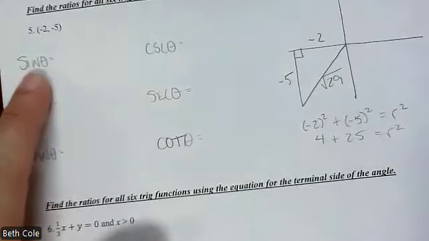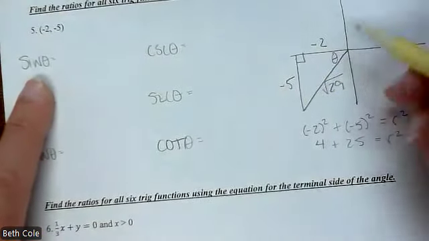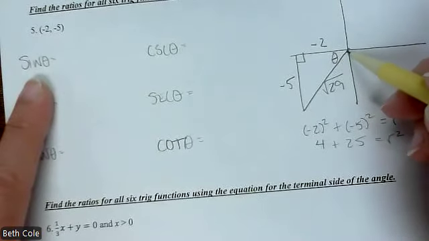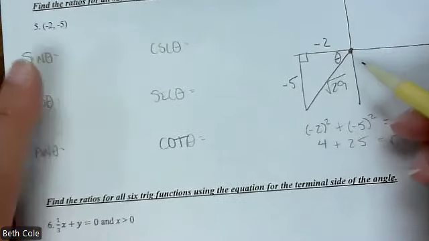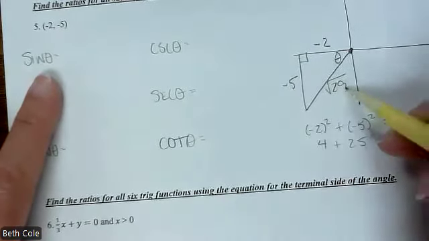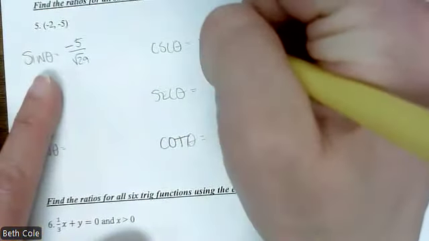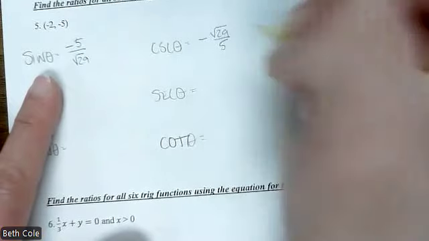All right, so sine is opposite over hypotenuse. Using your triangle, and this is where your little theta goes, your theta goes by the origin. That would be what over what? Negative 5 is opposite over square root of 29. And then you're just going to flip that for cosecant.